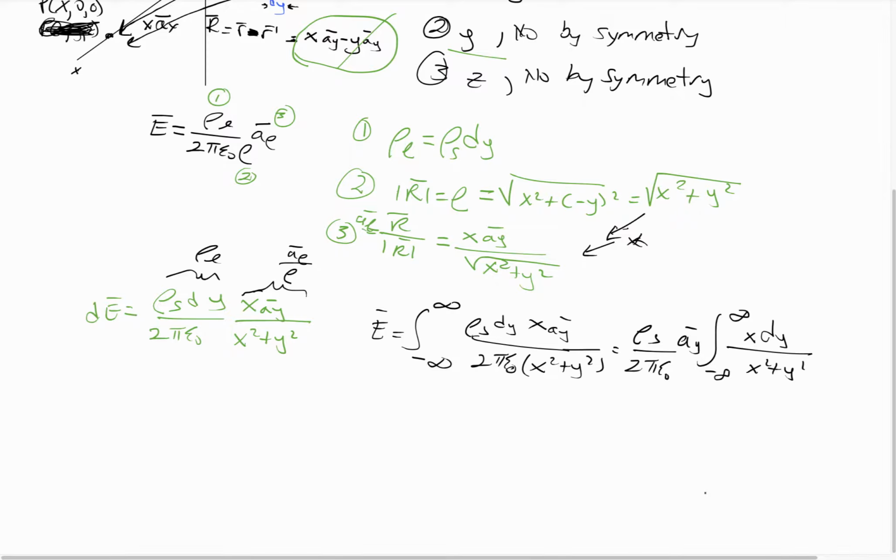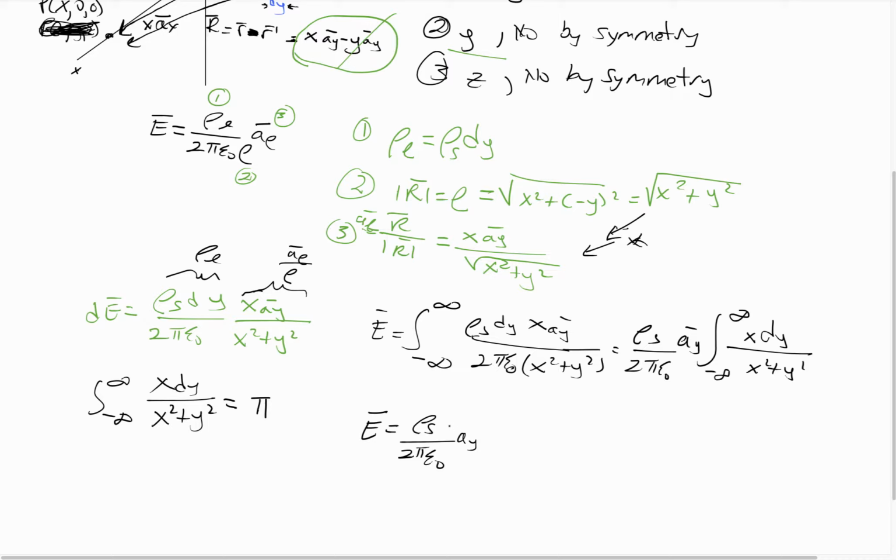All right, we're getting close here. To solve this, we just have to look up in a table what the integral from negative infinity to infinity of x dy over x squared plus y squared is. If you plug that into your calculator or computer or look it up in a table, you find that this comes out to be equal to pi. And so now we can take our electric field and we go rho s over 2 pi epsilon 0.